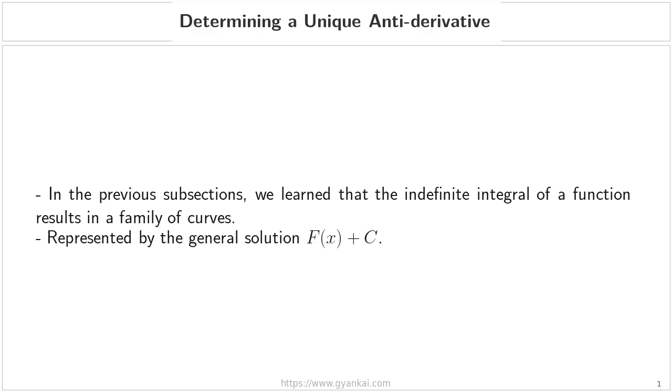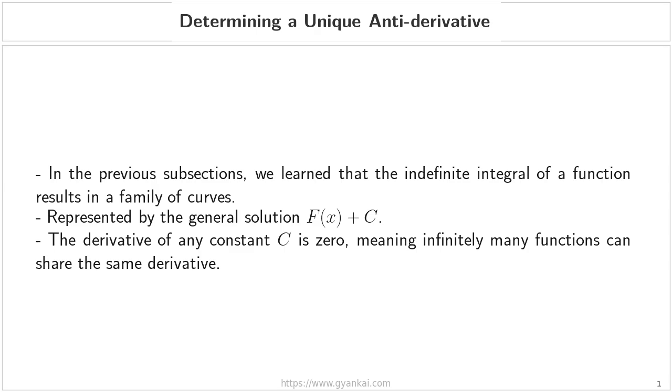Instead, we get a whole family of functions. This family is represented by what we call the general solution, written as F(x) + C. Think of F(x) as a function that, when differentiated, gives you the original function you started with, and C is the constant of integration. Now here's a crucial point. The derivative of any constant, any value like 2, minus 5, or even pi, is always 0. What that means is that if you add different constants to the same function, you don't change its derivative. Therefore, infinitely many functions can actually share the same derivative.